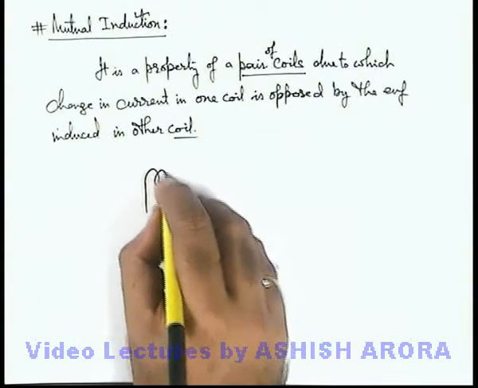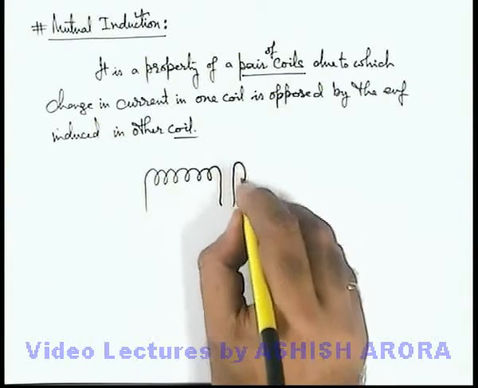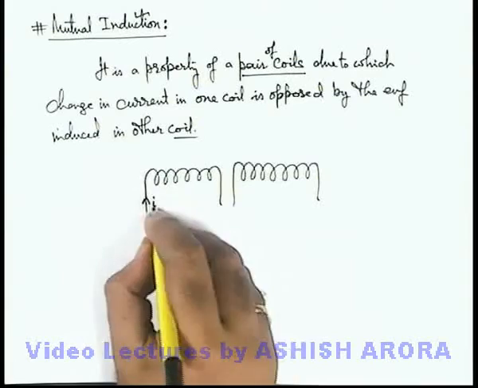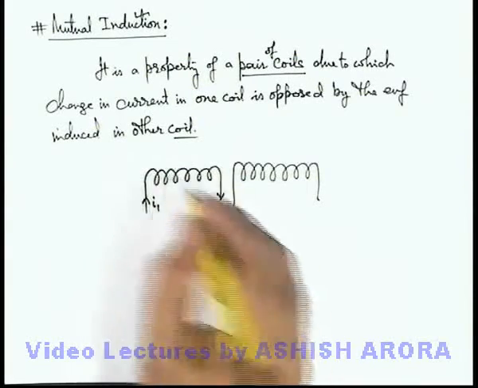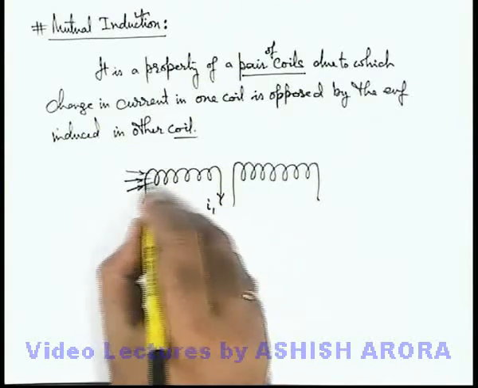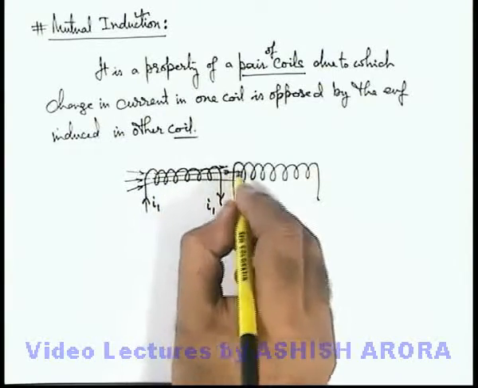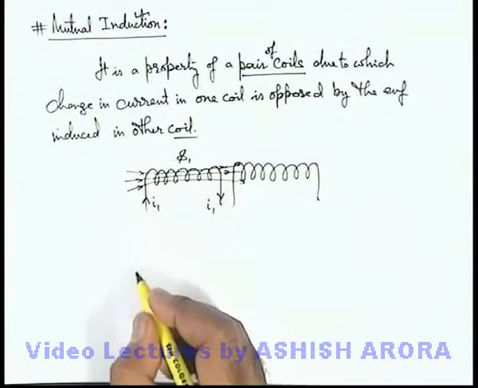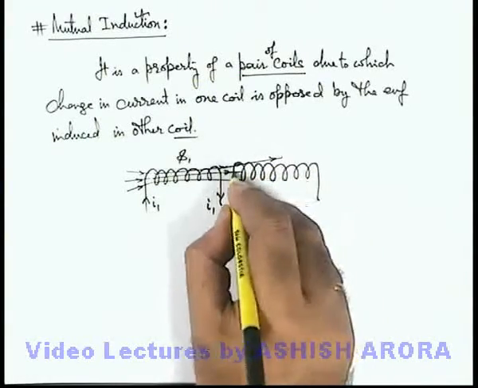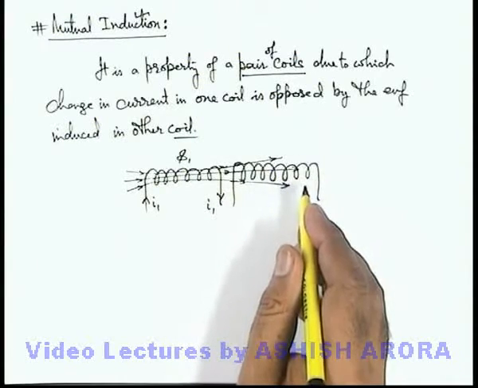Let's consider a situation when we are given a coil and nearby another coil is placed, and say a current I1 flows in the first coil, due to which a magnetic induction is produced in it, and that magnetic induction produces a magnetic flux phi1 in the first coil. As the second coil is placed nearby, a part of this flux phi1 will also pass through the second coil and it will be linked with all the turns of the second coil.